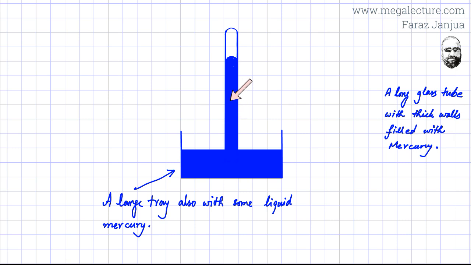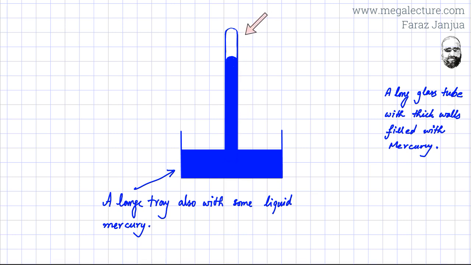Isn't that strange? Why is this liquid not trying to come out over here? The reason is simple. The pressure that this mercury is now exerting to come out is equal to the pressure that atmosphere is exerting and pushing the mercury to go in. So neither of them is winning now. Why? Because they have become equal to one another.